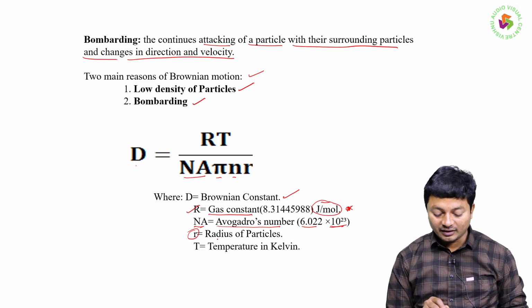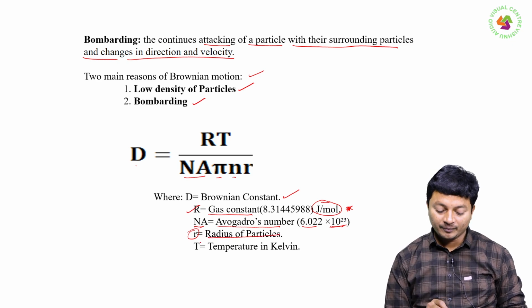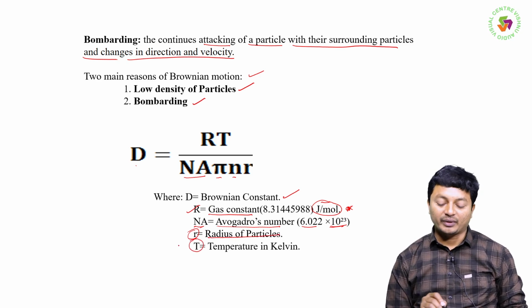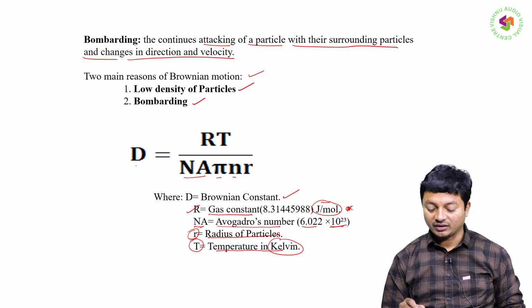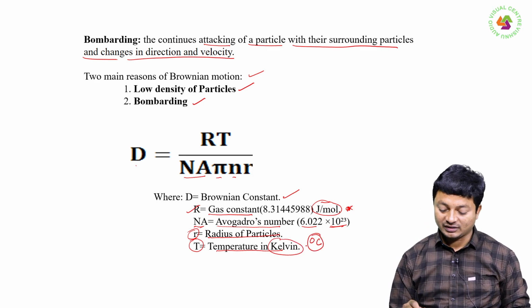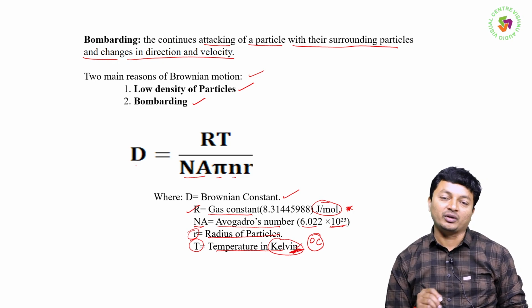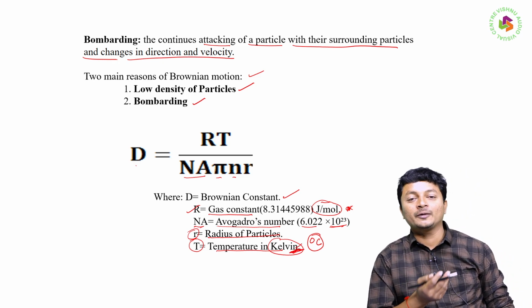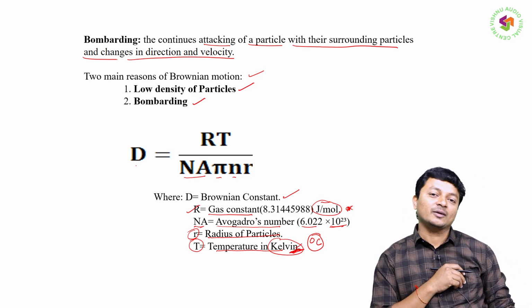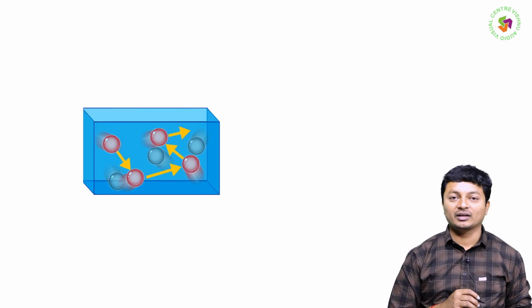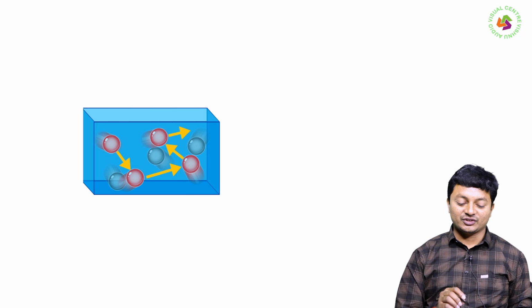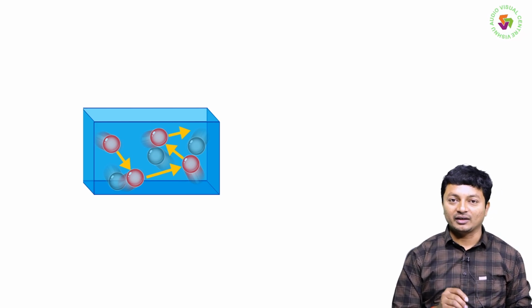And r indicates the radius of the particle. T indicates the temperature in Kelvin. Temperature in Kelvin, you need to remember this. This is not in degrees Celsius. The Brownian movement is explained in terms of temperature, and the units are Kelvin.